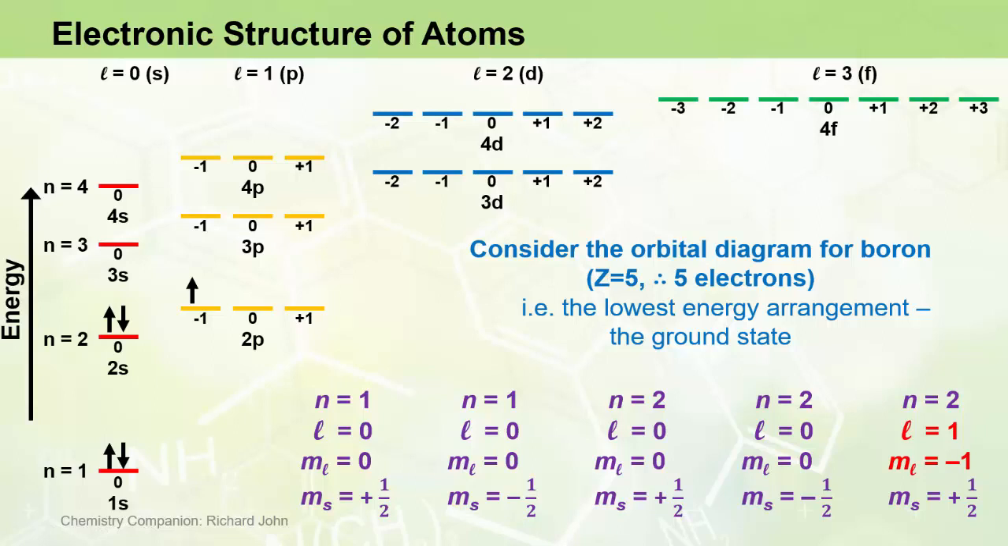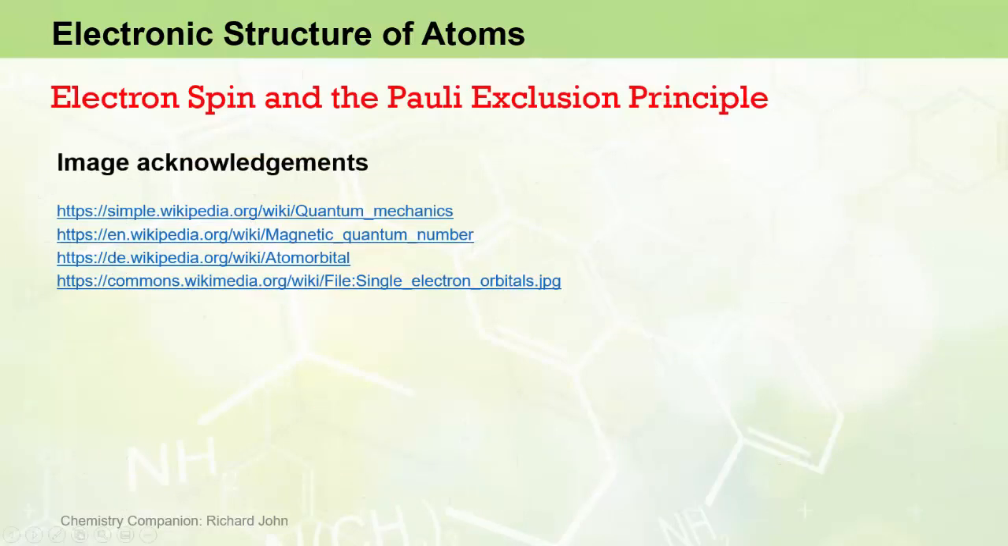Using the exact same approach, we can continue to construct orbital diagrams for elements 6, 7, 8, and so on through the periodic table, although we do need to do it in a special way, following the Aufbau principle and Hund's rule, which are the subject of an upcoming video.